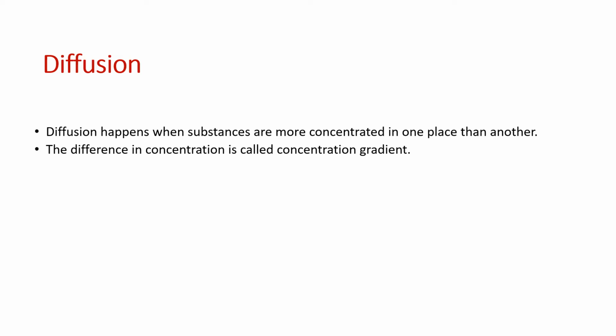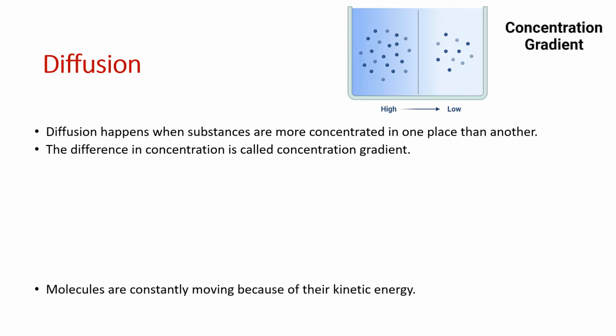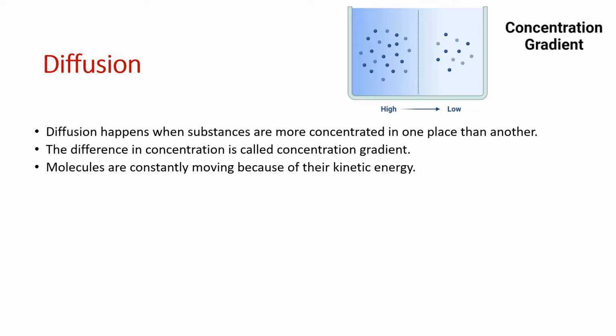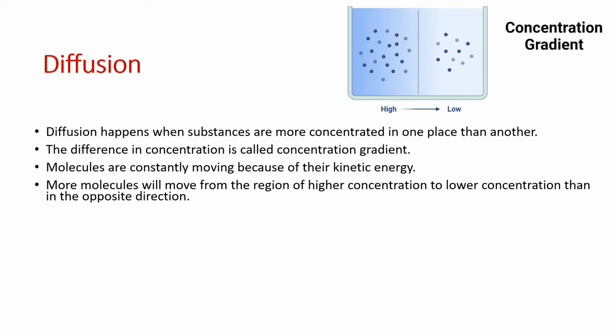The difference in concentration is called a concentration gradient. So in the diagram you can see a concentration gradient because the left side contains more particles than the right side. And also according to the particle theory, we know liquid and gas particles can move about due to their kinetic energy. So some particles move from high to low concentration, while at the same time some particles are moving from low to high concentration.